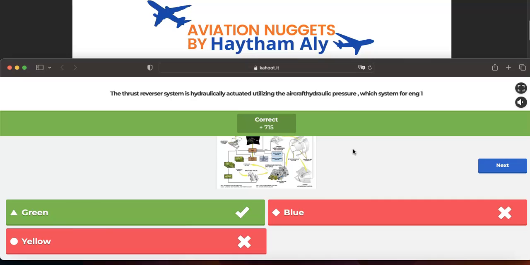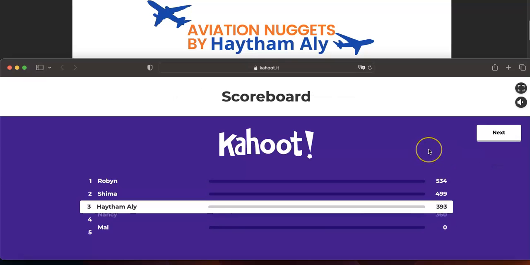The thrust reverser system is hydraulically operated by the hydraulic system and electrically controlled by the electronic engine controller for each engine. The EEC is the main computer for operation of the thrust reverser system. It is used to energize the 2 solenoid valves inside the hydraulic control unit to select the deploy sequence. Okay, everybody, let's proceed to the next question.